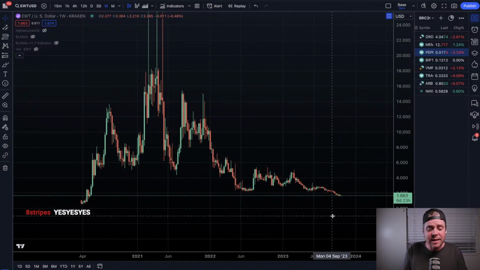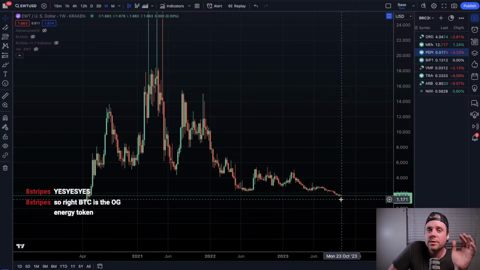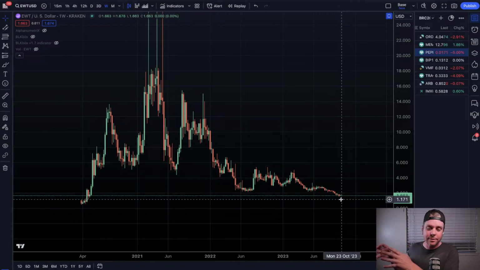And it's been in a downtrend ever since. You know, it seems like every cycle there's a new Energy Web Token. The last cycle, the cycle before the last cycle, it was Power Ledger. I don't know if you guys remember Power Ledger, but Power Ledger was Energy Web Token. So we had Power Ledger in the 2017 cycle. Then we had EWT in the 2020-2021 cycle. And then we'll probably get another Energy Web Token in the next cycle.